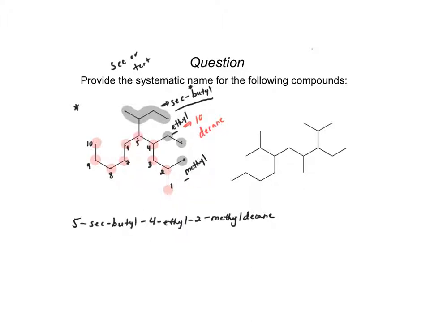Okay, so now we're going to move over to this second one. Again, first step is determining the parent chain. So I'm going to go ahead and start off over here. So we have 1, 2, 3, 4, 5, 6, 7, 8. And then we have a couple of options here. We can go 9, 10, or we could alternatively go 9, 10, right? So right now we have a tie.